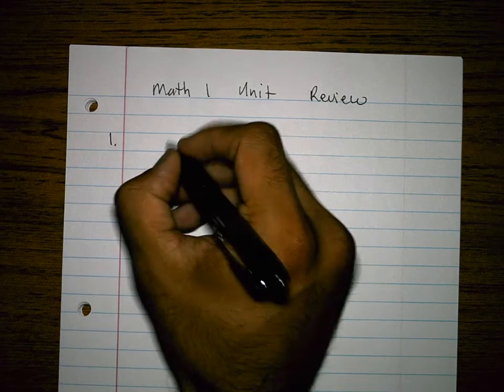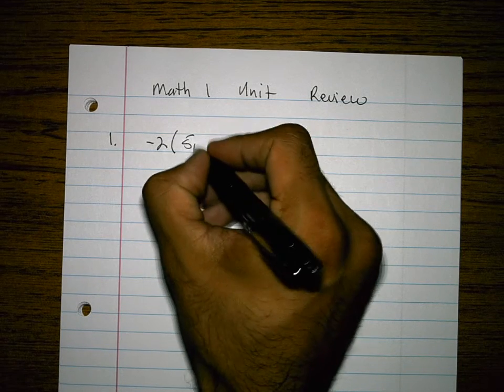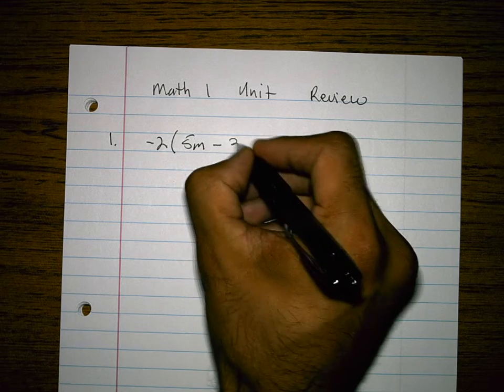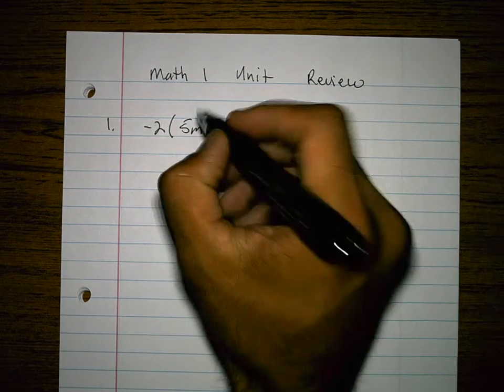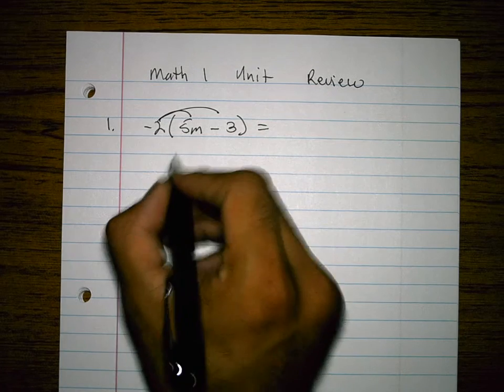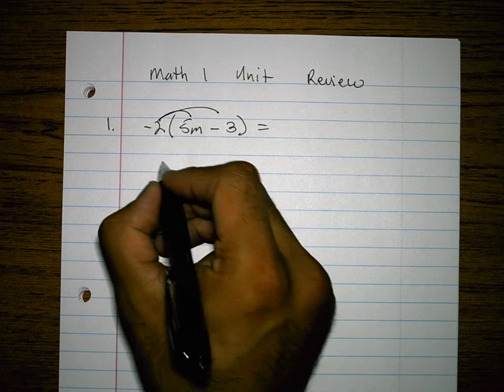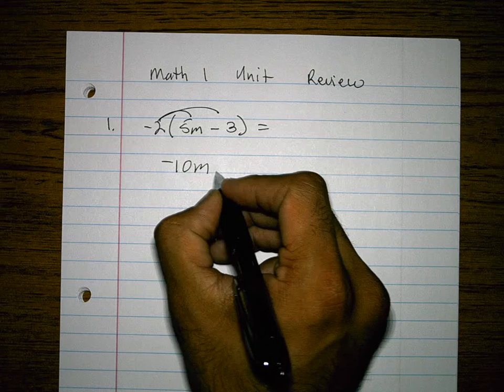Number 1 says -2 times (5m minus 3). So this is an example of our distributive property, so I'll distribute that. So a negative and a positive, a negative and a negative.